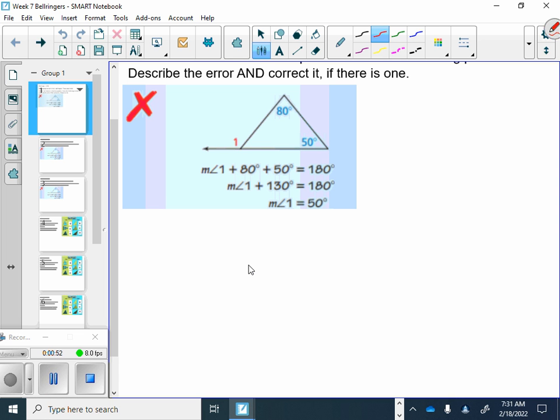Okay? So something along those lines is what you need to have. That they did not use the exterior angle theorem correctly because angle 1 is outside the triangle. Something along those lines. Okay? I cannot say that these add up to 180 because that angle 1 is outside the triangle. Okay? So where do I need to go to correct this? What can I write as an equation to correct it?